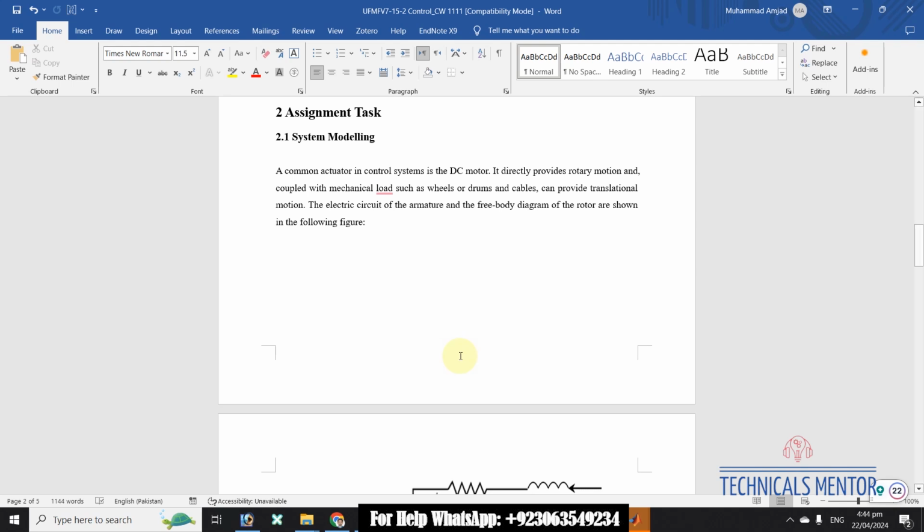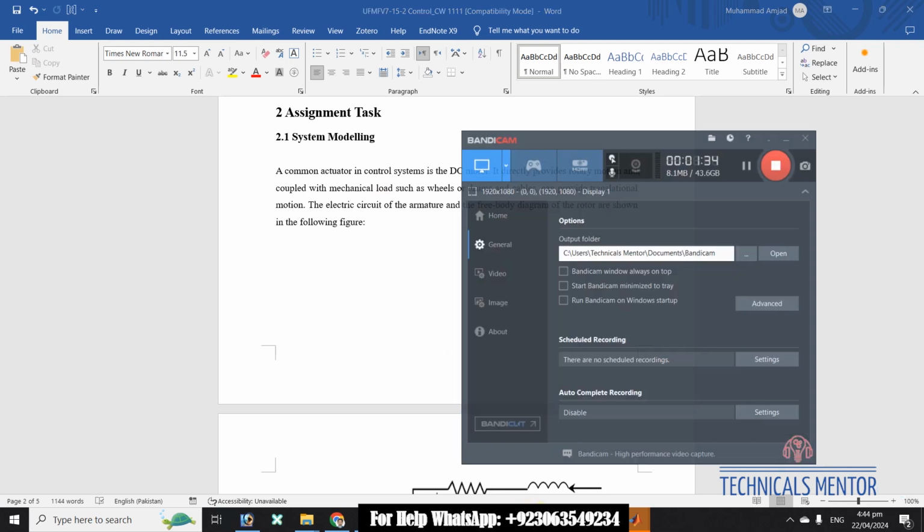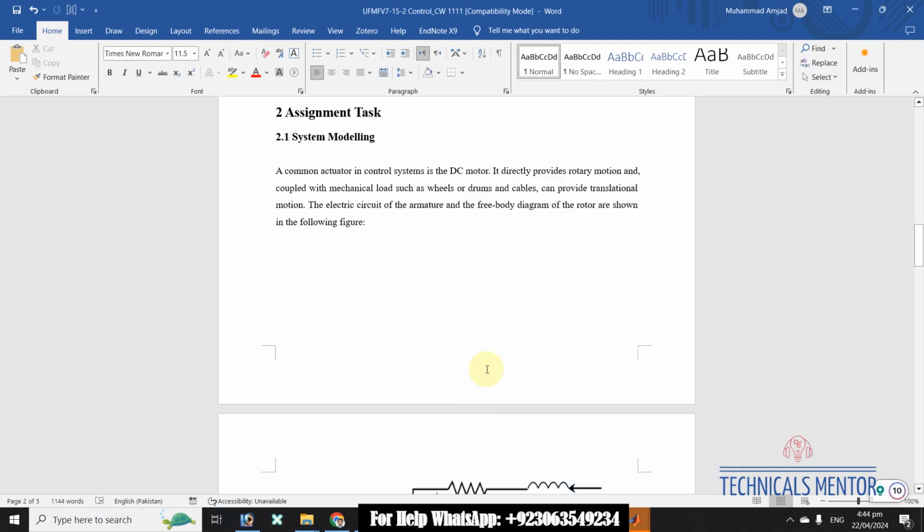There are many tasks which I have done for this project. The first task of this project will be system modeling. A common actuator in control systems is the DC motor. It directly provides rotary motion and, coupled with mechanical loads such as wheels or drums and cables, it can provide translational motion.